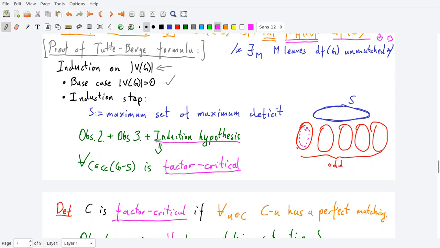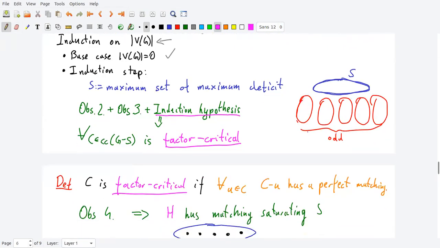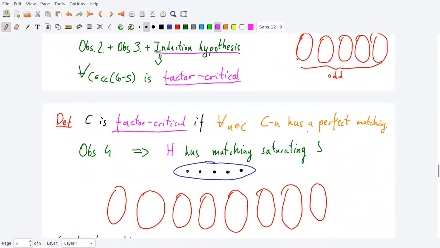So these are very, very particular graphs. Each of them, I could remove any vertex and I get a perfect matching. Good, so this is a very strong property that we will use in a moment to construct a matching in the graph. So this is one thing that we have already observed.